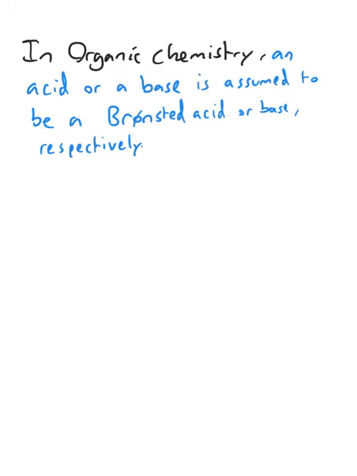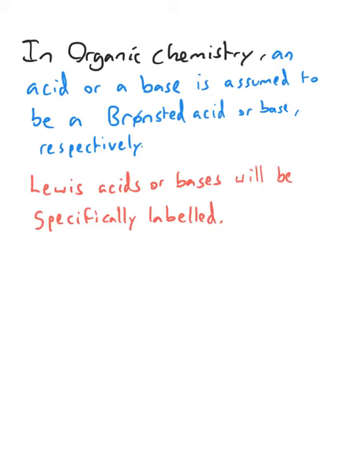Generally speaking, in organic chemistry, an acid or a base is automatically a Brønsted acid or base, respectively. If it is a Lewis acid or a Lewis base, we will specifically state that it is a Lewis acid or a Lewis base.